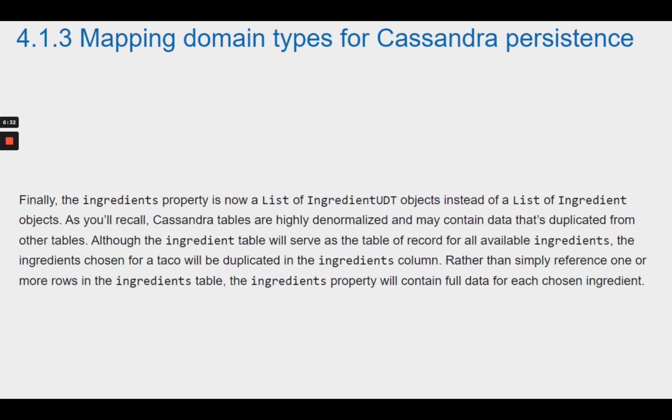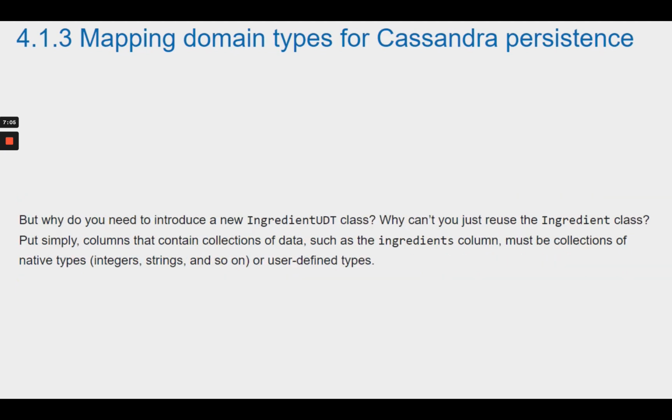Finally, the ingredients property is now a list of IngredientUDT objects instead of a list of Ingredient objects. As you'll recall, Cassandra tables are highly denormalized and may contain data that's duplicated from other tables. Although the ingredient table will serve as the table of record for all available ingredients, the ingredients chosen for a taco will be duplicated in the ingredients column. Rather than simply reference one or more rows in the ingredients table, the ingredients property will contain full data for each chosen ingredient. But why do you need to introduce a new IngredientUDT class? Why can't you just reuse the Ingredient class?